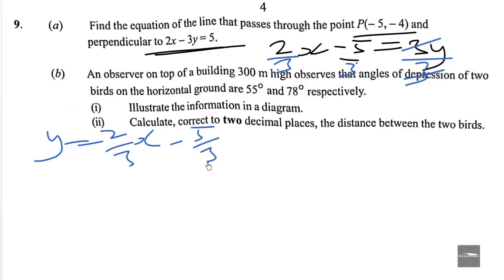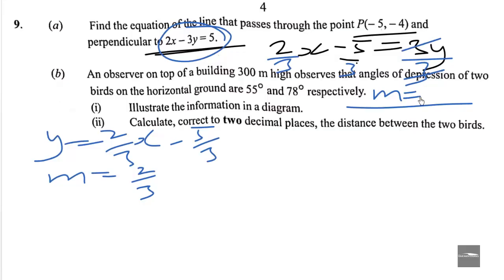Compare it to y equal mx plus c, you get the m to be equal to 2 over 3. So the gradient of this line here is 2 over 3. But we want the gradient of a line that is perpendicular to it. So let's say this is having m to be 2 over 3. We want another line that is perpendicular to it.